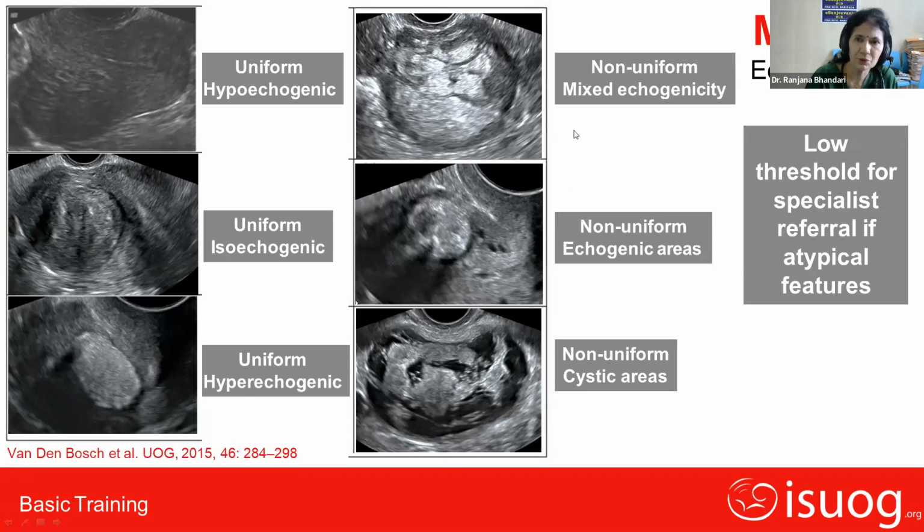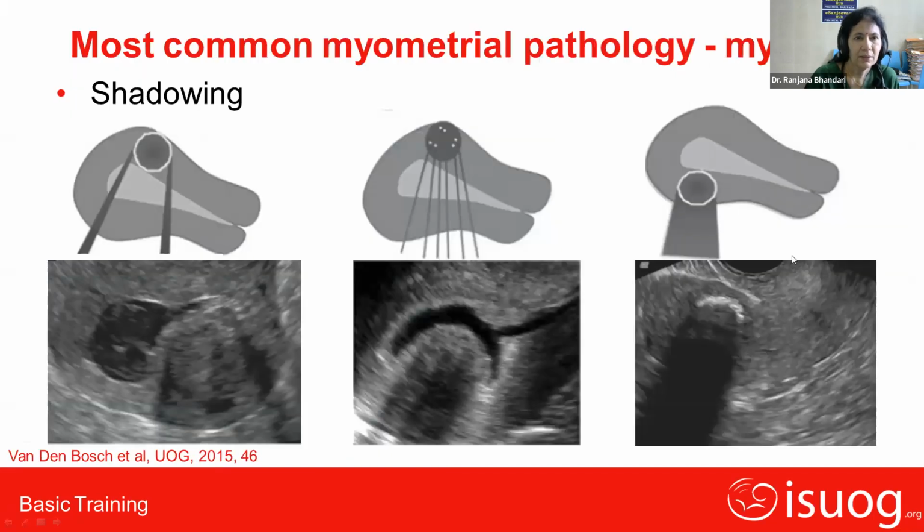So non-uniform has mixed echogenicity with echogenic foci, echogenic areas, and this one with cystic areas. But many times when we look at these images, we get confused. So anytime we are confused about the growth of the fibroid or its echogenicity, we should refer the case as one with atypical features. So that was about echogenicity.